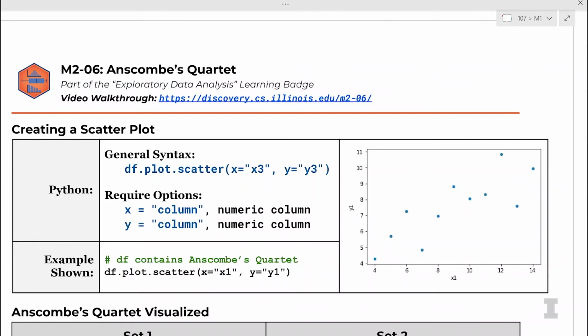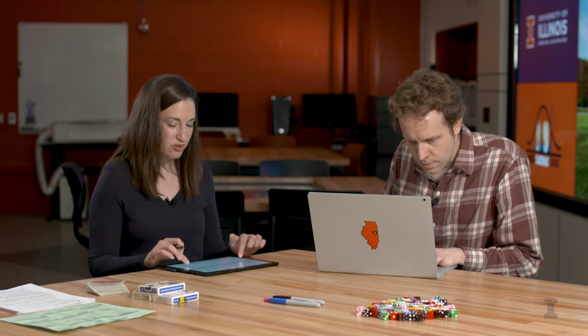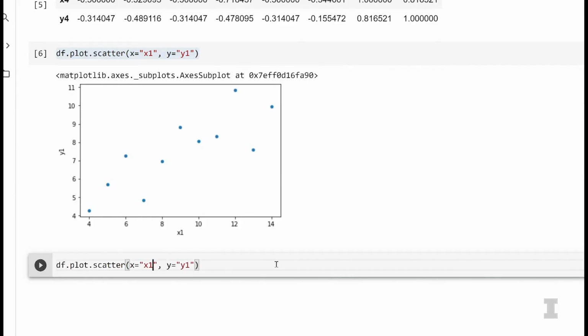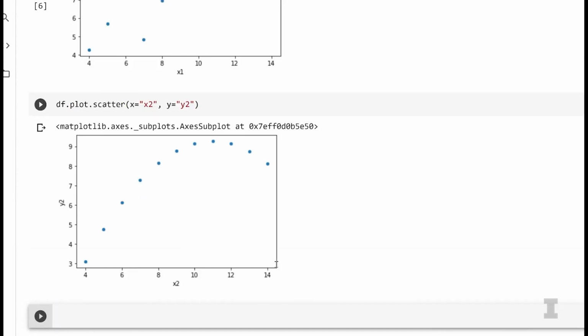And I have that right here. We can see that this scatter plot kind of forms, it's not a straight line, but if I were to draw a line of best fit through it, it would be a line with a positive slope. So that correlation of 0.816 makes sense. What about a plot of x2 and y2? So x2 and y2, this plot makes kind of an arc. It's a little different shape.